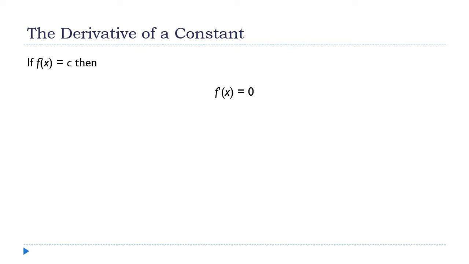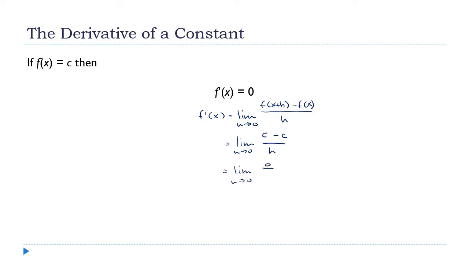All right, and this is easy enough to show. We'll use the definition here. f prime of x is the limit as h approaches 0 of f of x plus h minus f of x all over h. Okay, f of x plus h is c. f of x is also c, right? f is always c. It's a constant. Well, this is the limit as h approaches 0 of 0 over h, which is the limit as h approaches 0 of 0, which, sure enough, just like I claimed, is 0.